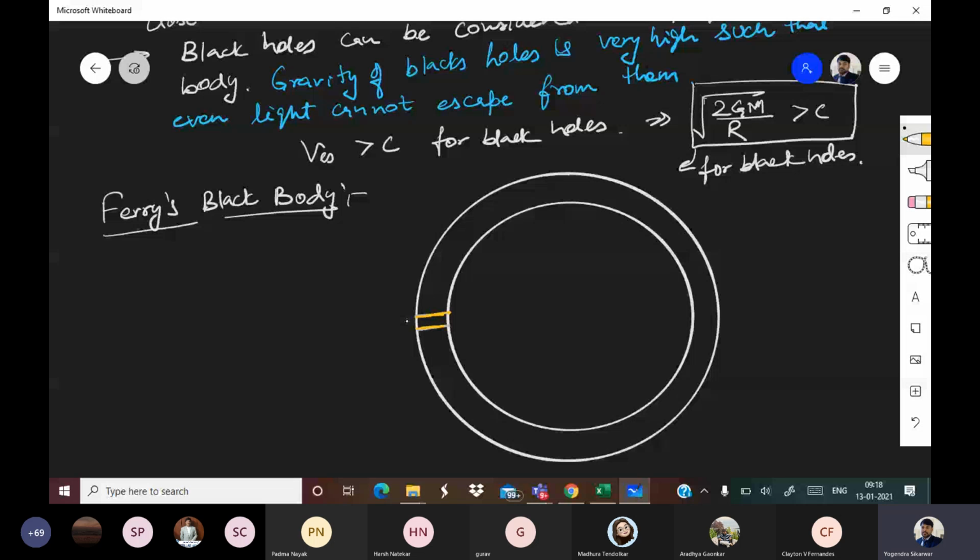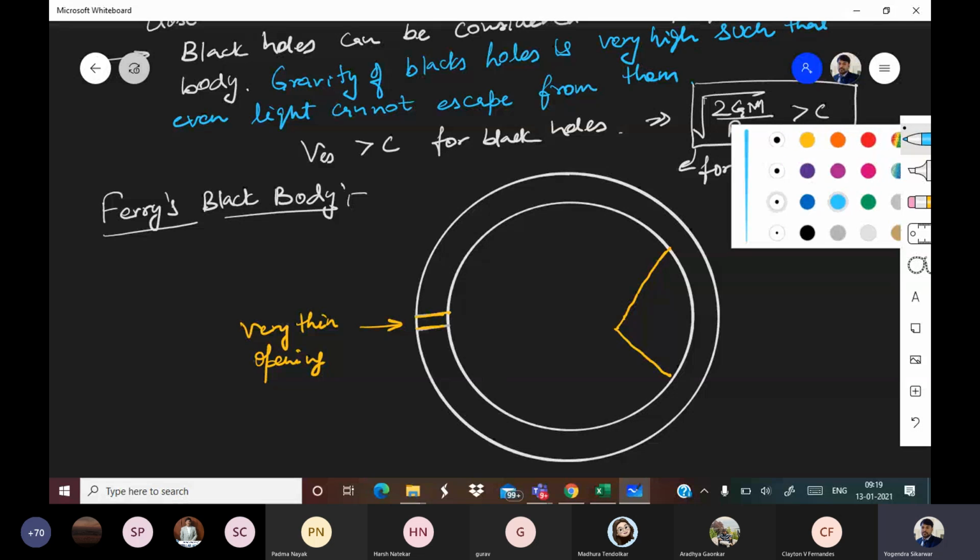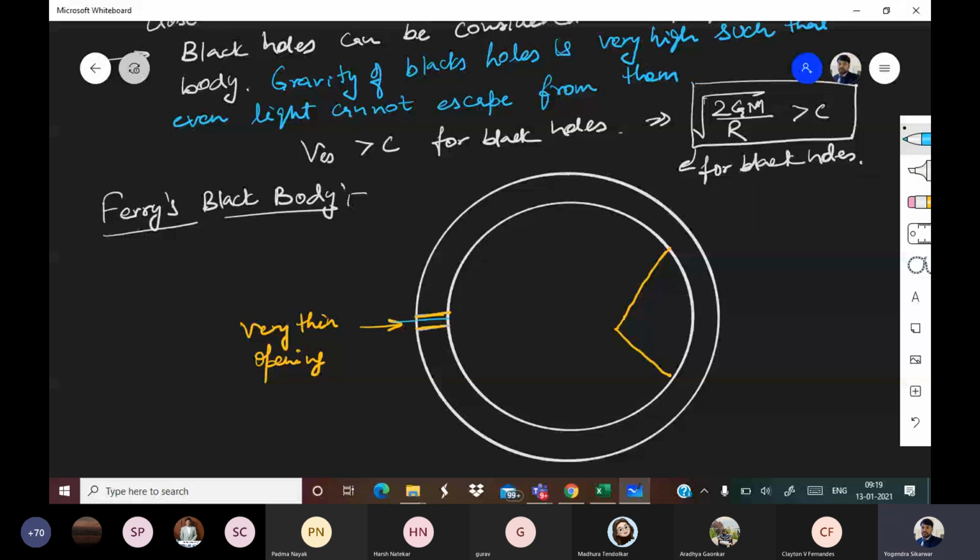So basically there is a small, very thin opening. Now why a very thin opening? So that through this opening heat can enter this system. Now when heat is entering this system, there is a reflector kept here.